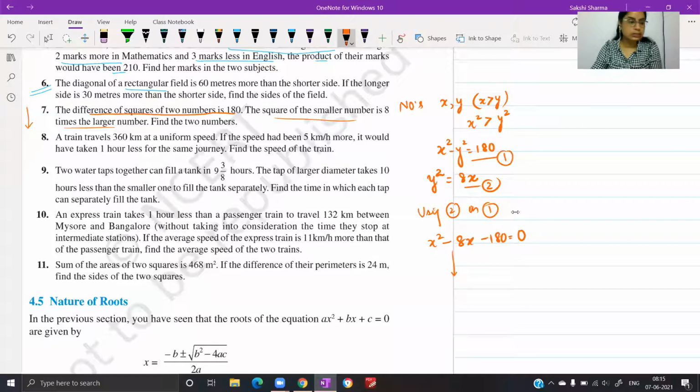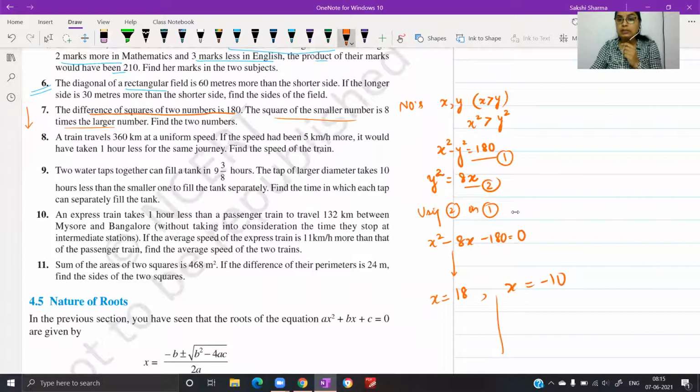When you solve, you get one answer as x equals to 18 and the other value is x equals to minus 10. As for these two values, कोई problem नहीं है. X की value 18 भी हो सकती है, minus 10 भी हो सकती है.